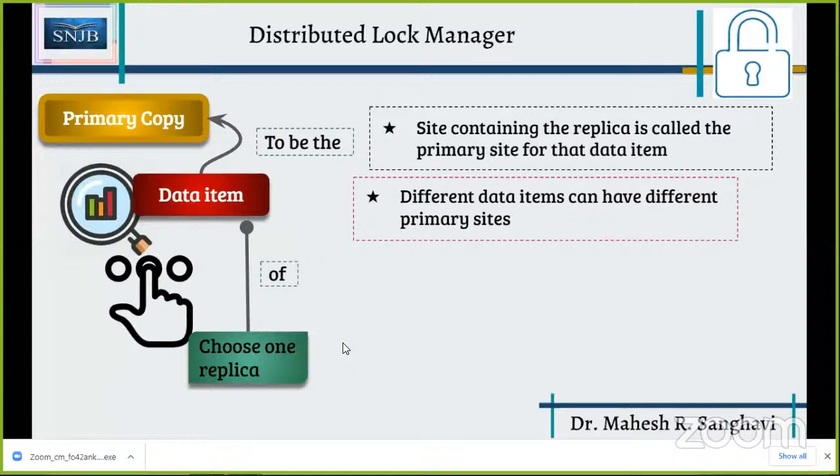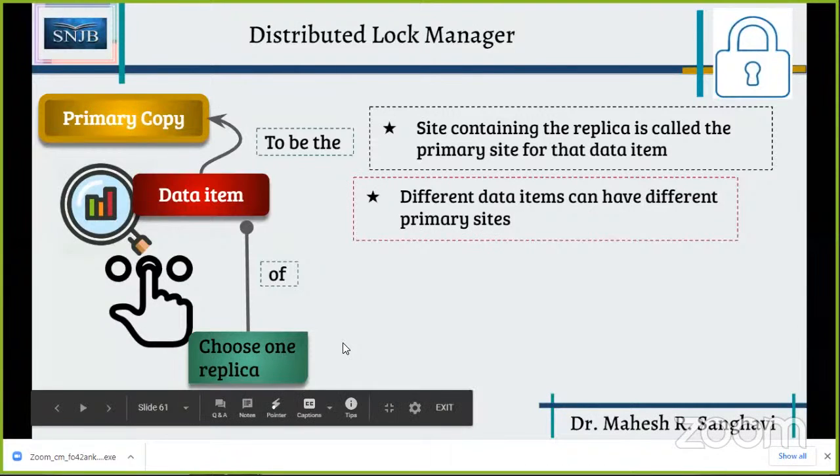Yeah, very sorry friends. So I'm talking about in case of primary copy, different data items can have different primary sites. In case of a single lock manager, everything was based on that single lock manager. So everyone was sending the data item lock request to the single site, and if that site gets down, then there will be a big problem.